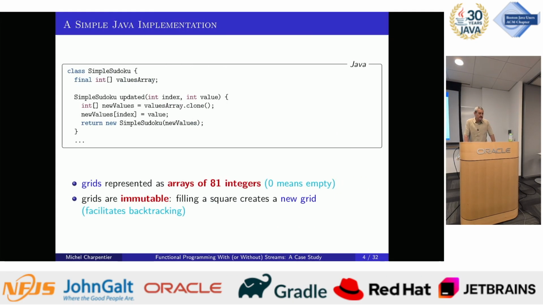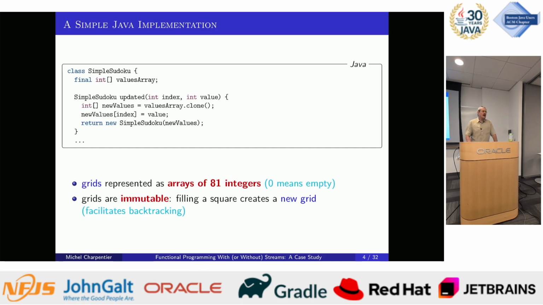So anyway, let's start with a simple Java implementation of this. And then I'll go into a more advanced implementation that relies on other functional programming patterns. So I'm implementing a class, my simple Sudoku. I'm representing a grid as an array of 81 integers. Right? So that's the state of my grid. 0 represents empty squares, and then I have all my numbers 1 through 9 in my array.